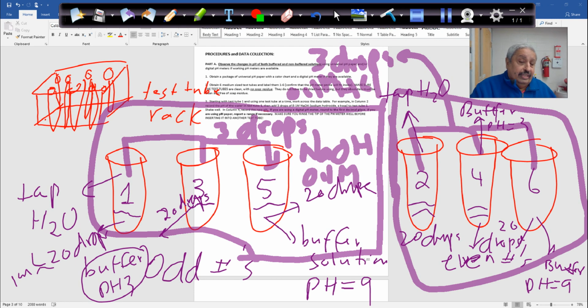Now, for test tubes 1 and 3 and 5, the odd numbers, you'll add to each one 3 drops of sodium hydroxide. The sodium hydroxide is very dilute, 0.1 molar. For 2 and 4 and 6, you'll add 3 drops of HCl. Now, every time you will check the litmus paper, what is your pH? So that's all. That's the whole experiment. How many minutes can you do this? Less than 45 minutes, I hope.